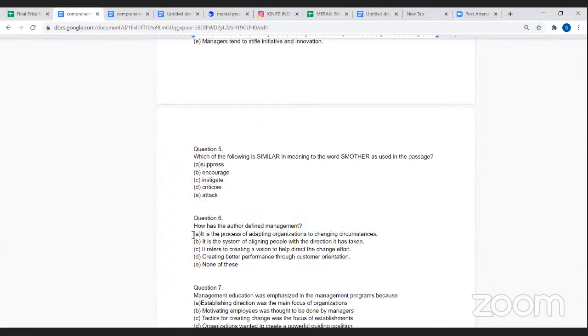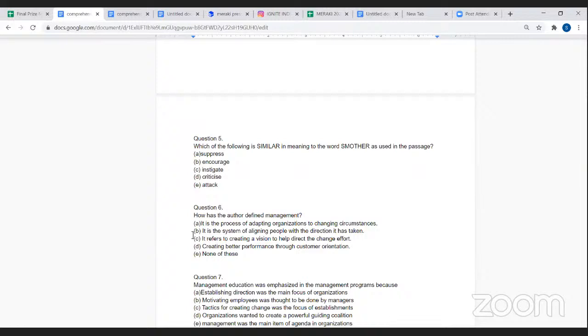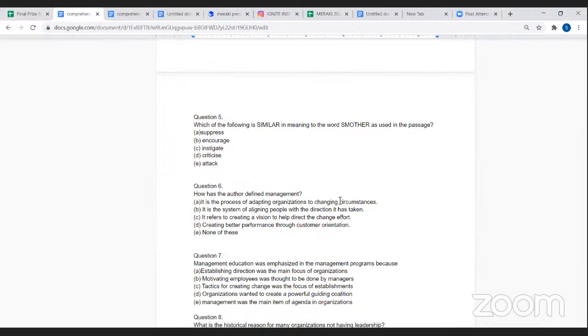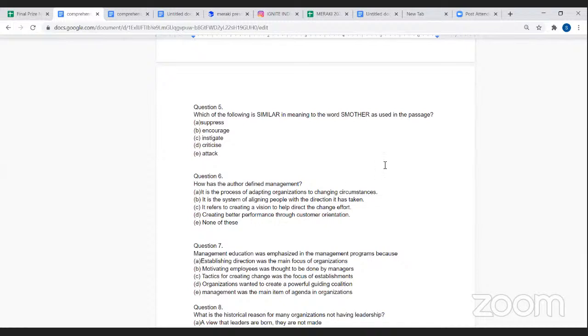Question 5, which of the following is similar in the meaning to the word smother? No. They're asking similar, not opposite. Remember. It's A, suppress. Just like the song of Linkin Park, Numb, if you've heard that, there they use the word smothering.